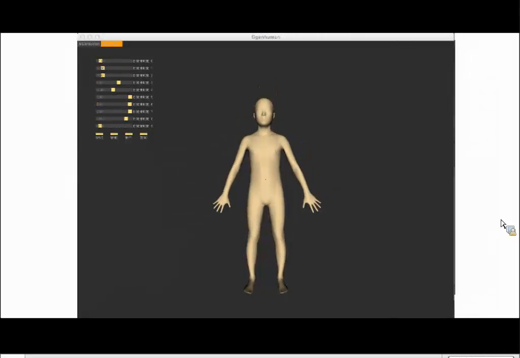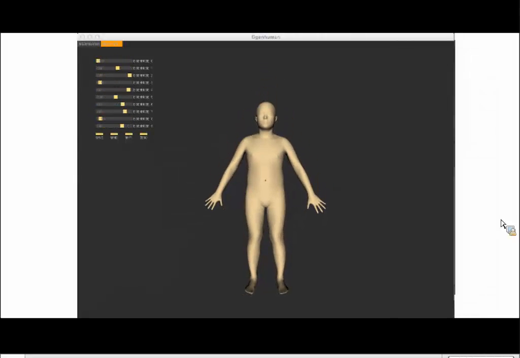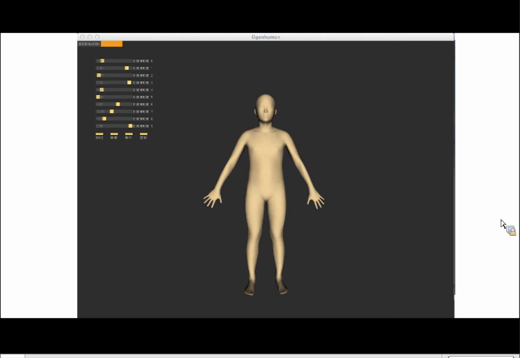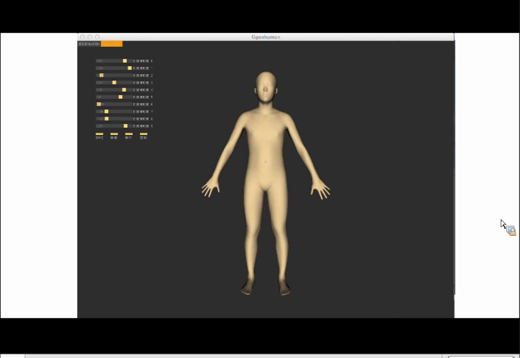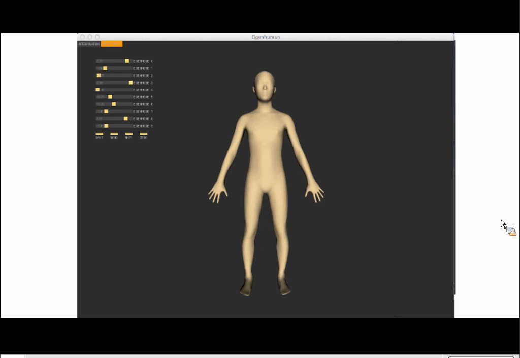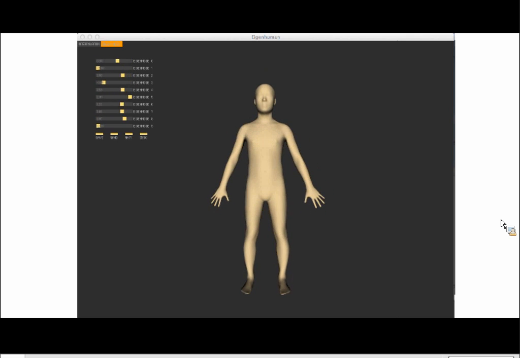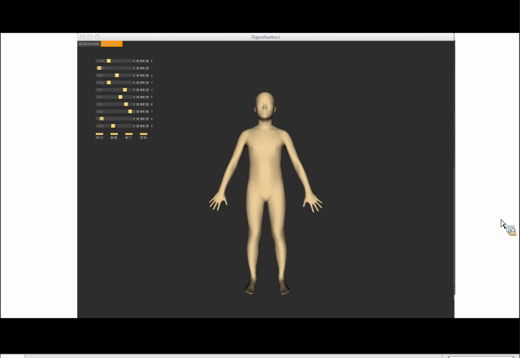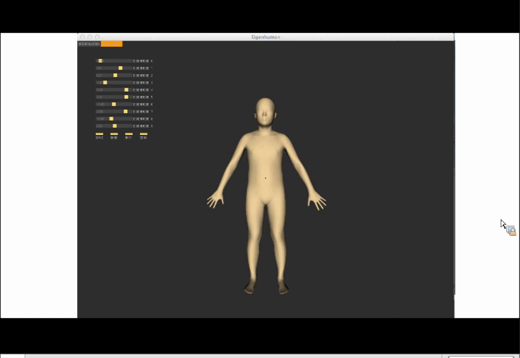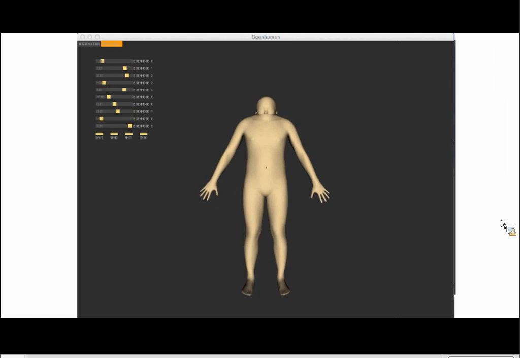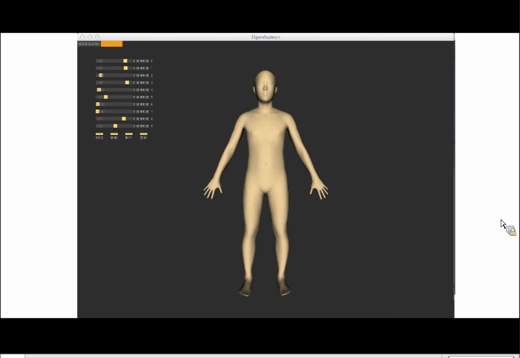We analyzed 250 3D whole body scans of South Korean residents, statistically analyzed those body shapes, and extracted some body parameters. As you can see in the top left corner, there are some slider bars that we can tune, and by moving those slider bars, we can create a 3D realistic body shape model in real time.